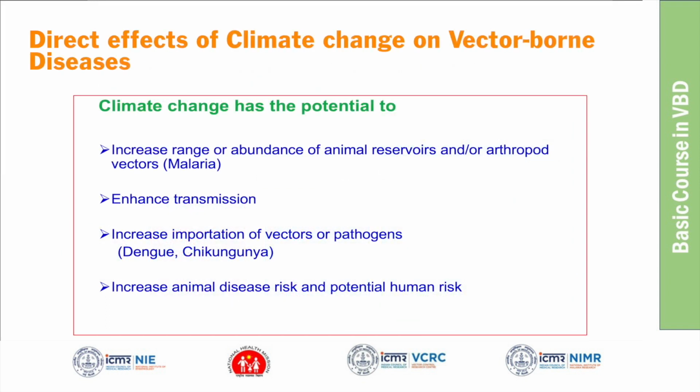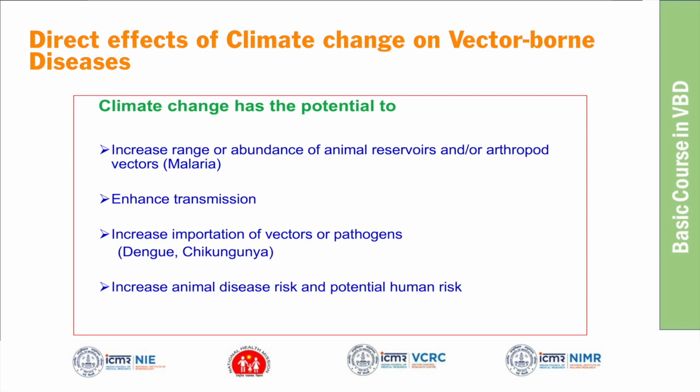There are direct effects of climate change. As far as malaria is concerned, the abundance of animal reservoirs or arthropod vectors and temperature may play a major role, along with resting habitats. For the parasite, it plays a major role in the extrinsic incubation period. Increased temperature enhances transmission, and the mosquito must survive long enough to transmit the infection. There is also the importation of vectors, especially Aedes vectors, the dengue vectors Aedes aegypti and Aedes albopictus, and also pathogens, and an increase in animal risk and potential human risk. So these are the direct effects of climate change, which is an important aspect as far as the environment is concerned.